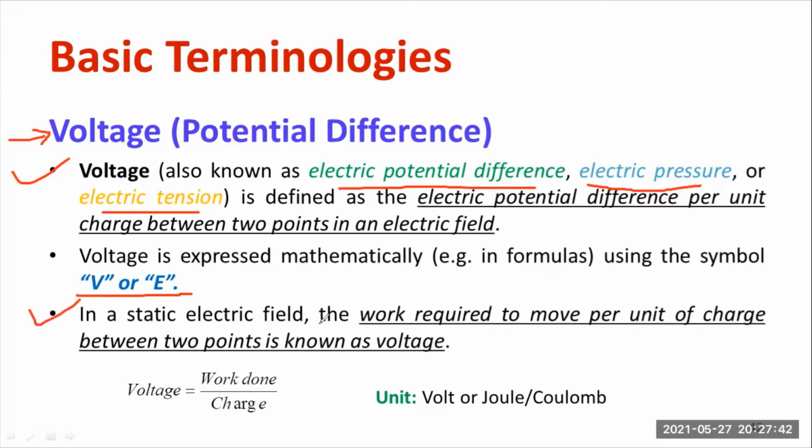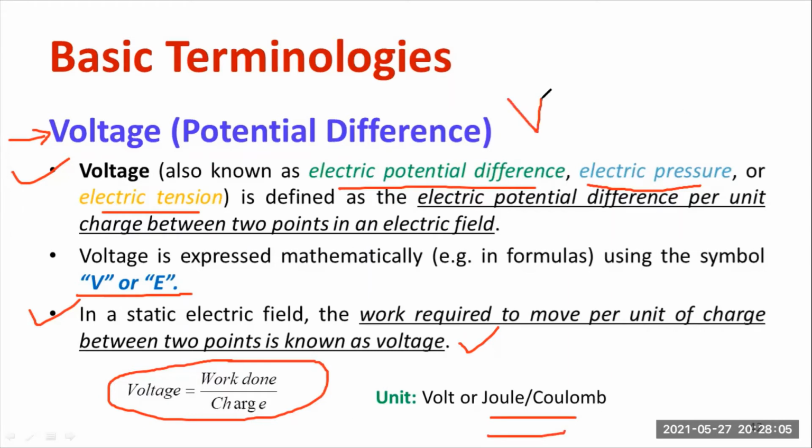So in a static electric field, the work required to move per unit of charge between 2 points is known as electric voltage. Or else you can write one more expression: voltage is equal to the ratio of work to the charge, W by Q. What is the unit of work? You can call it joule. What is the unit of charge? Coulomb. So I have written joule per coulomb, that is the unit of voltage.